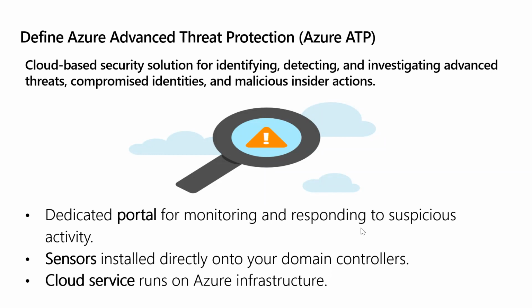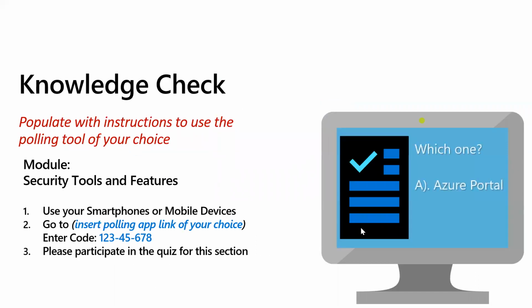Azure Advanced Threat Protection is a cloud-based security solution for identifying, detecting, and investigating advanced threats, compromised identities, and malicious insiders. It has a dedicated portal for monitoring and responding to suspicious activity, with sensors installed directly onto your domain controller. The cloud service runs on Azure infrastructure. Basically, this advanced threat protection will safeguard all your resources from malicious or malware functions. You need to know all these three services. Three questions are there in the exam.